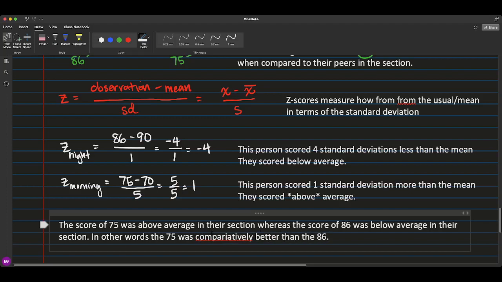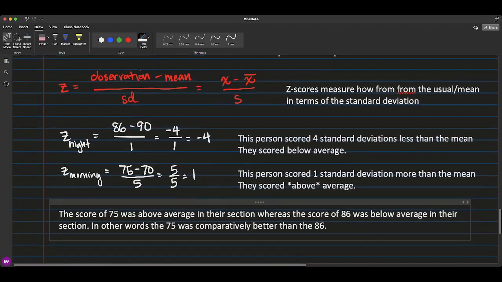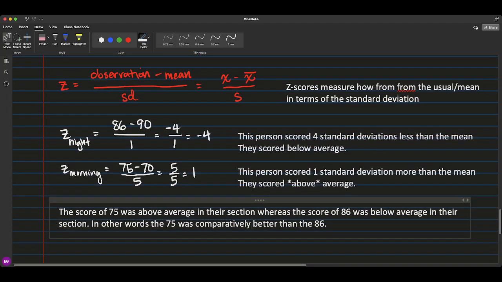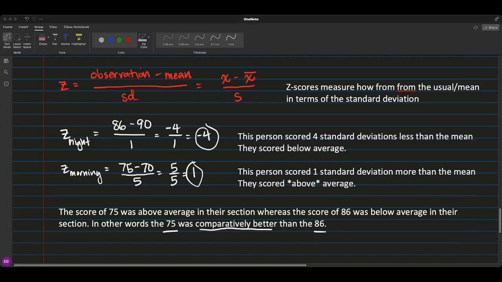So this is what confuses people sometimes. Yes, I understand that the score of 75 is lower than a score of 86, but let's just say that the morning test was harder, so everyone just got a lower score. Okay? But that score of 75 was above average compared to the score of 86, which was below average. So we say that the 75 has a higher z-score of 1 compared to -4. So the 75 was comparatively better than the 86. And this is the end of the video.